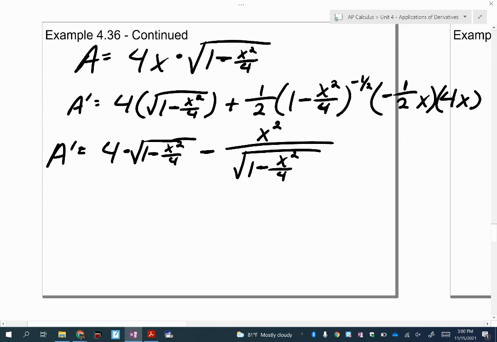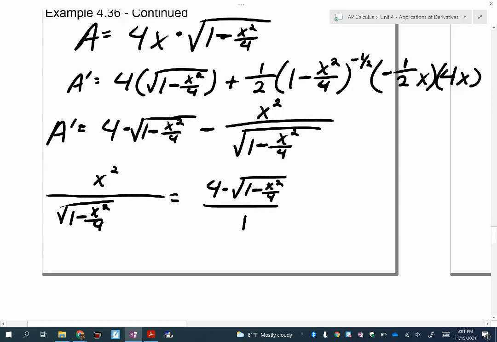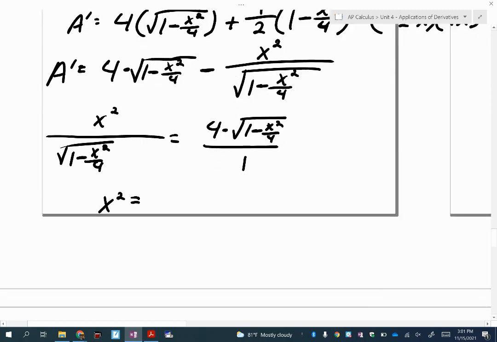I think this is going to be x squared. Let me make sure of that. So the 1/2, 1/2, and the 4 becomes 1. The negative x times x is x squared, so that's good. I caught that mistake. And then, since this is equal to 0, I'm going to set up a proportion that has x squared over the square root of 1 minus x squared over 4 equals 4 times the square root of 1 minus x squared over 4 all over 1. When you cross multiply, you get x squared equals.